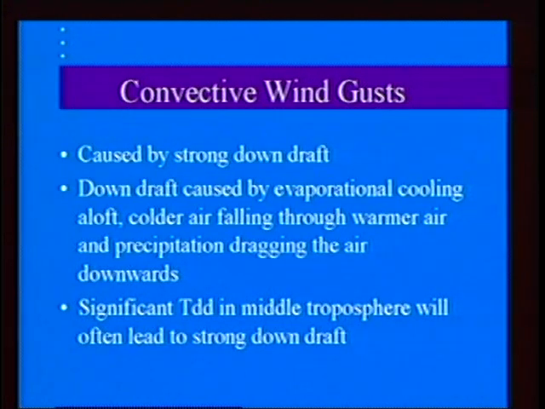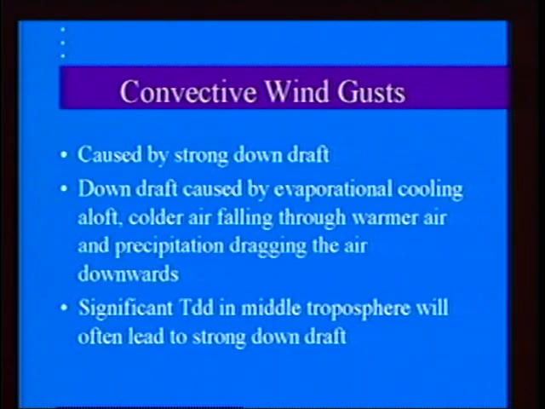Convective wind gusts are a threat from severe thunderstorms. Those are caused by strong downdrafts. A downdraft is caused by evaporational cooling aloft of the air. The cooler air falling through warmer air and precipitation dragging the air downwards all contribute to a significant downdraft.